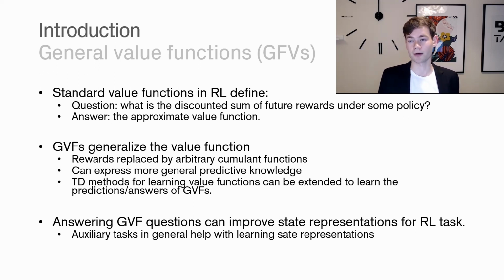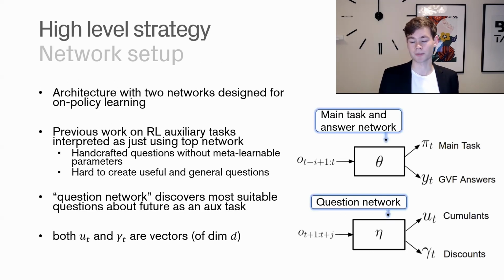So what we will do now is have a look at the architecture that they're using in this paper. They're using two networks within the paper. The first one, which we can see on the top here, is very similar to what you would have in a standard reinforcement learning application, where we're not considering these auxiliary tasks to help us in our objective. So what we have here in the main task and answer network is you get a set of historical observations, and the output of this network would then be a policy, pi t, and also answers to these general value functions.